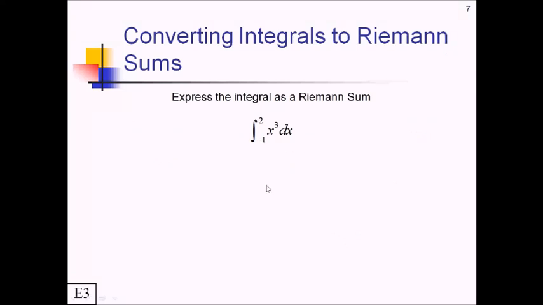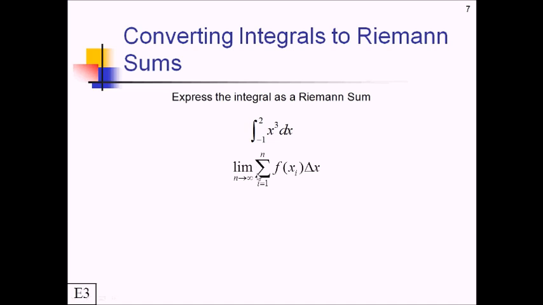So the bad news is this is kind of a confusing process at first that you might have to do several times before you truly get the hang of it. The good news is when you do get the hang of it, it actually is not that long of a process. So pause the video and see how far you can get on this one, converting this into a Riemann sum. All right, let's see how we did.